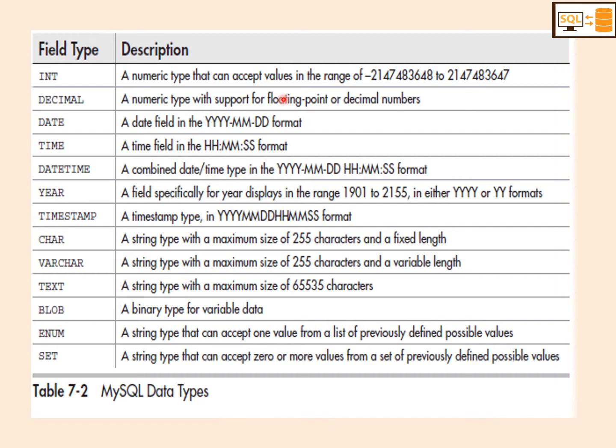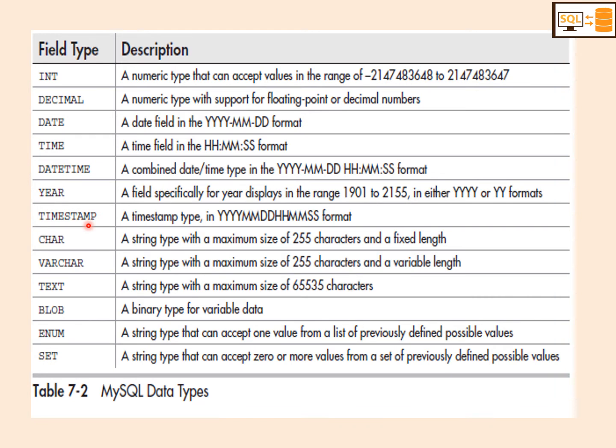INT data type is used for specifying integer values. Decimal data type is used for supporting floating point values. Then the date field, where the date should be represented in YYYYMMDD format. Then the time field, which should be represented in HHMMSS format. Then datetime is used for representing the combined date and time type, which can be expressed like this: YYYYMMDDHHMMSS. Then the year format, which should be represented in either YYYY or YY format.